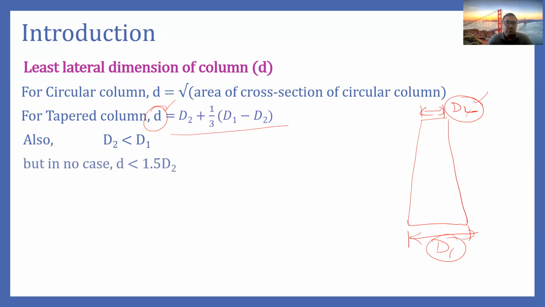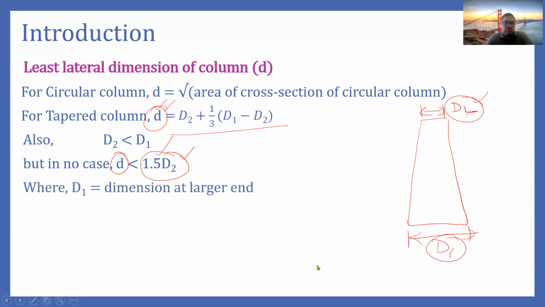Also, IS code says that the least lateral dimension should be less than 1.5 times D2. So while calculating the value of D, if it is less than 1.5 times D2, we accept that. If it is higher than 1.5 times D2, in that case, we take D equivalent to 1.5 D2. So D1 is the dimension at the larger end, D2 is the dimension of the column at the smaller end.